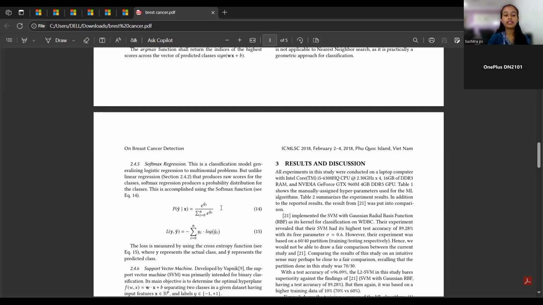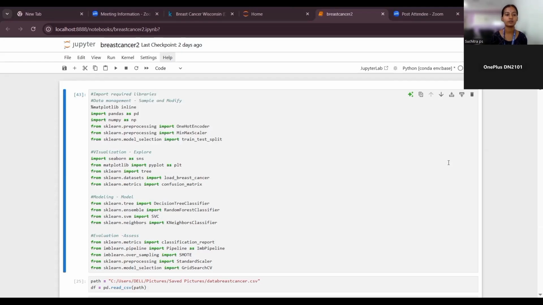And the last is that there is no error analysis. There is no analysis of misclassification, meaning false positives or negatives, and no insight into why or which kinds of samples the models struggle with. Now we are going to explain our code implementation.